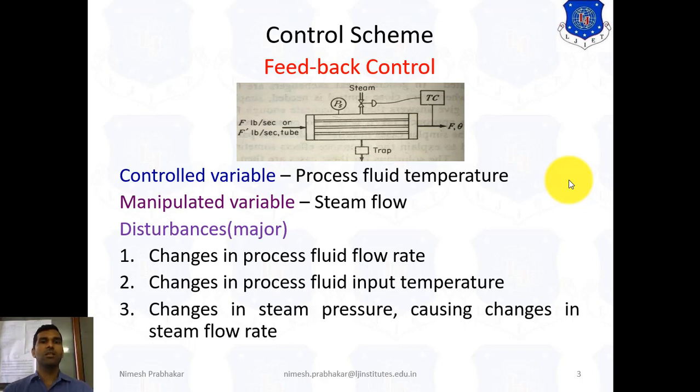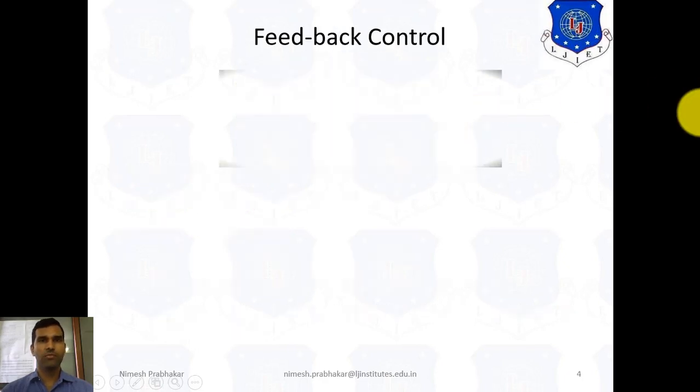So these are the disturbances, and because of them we cannot get the desired output, or in other words, we cannot get the temperature that we want at the outlet water. So here we control the outlet temperature. Now we start the feedback control scheme.